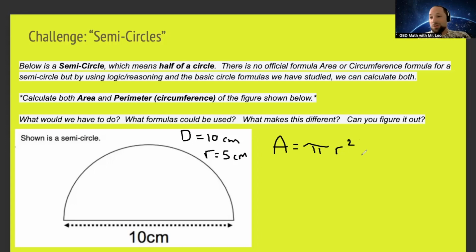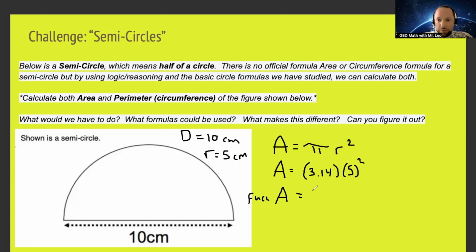What do you want to do? Do you want to do it in terms of pi or do you want to get a decimal? We'll do a decimal for now. Feel free as a challenge to try this in terms of pi, see if anything happens. Okay, it's going to be 5 squared. I go to my calculator. I get 78.5. Okay, this is the full circle area.